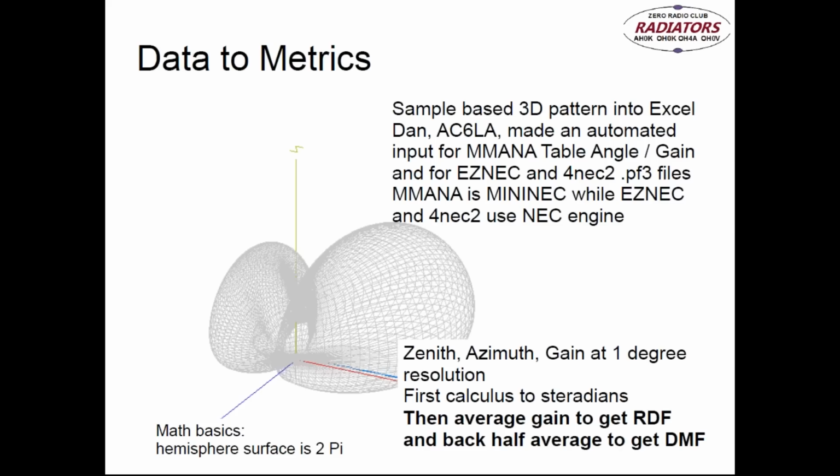So we need to get the data into metrics to evaluate and analyze. We are getting the average gain so that we can get the RDF, and we are getting the back half average gain to get the DMF.